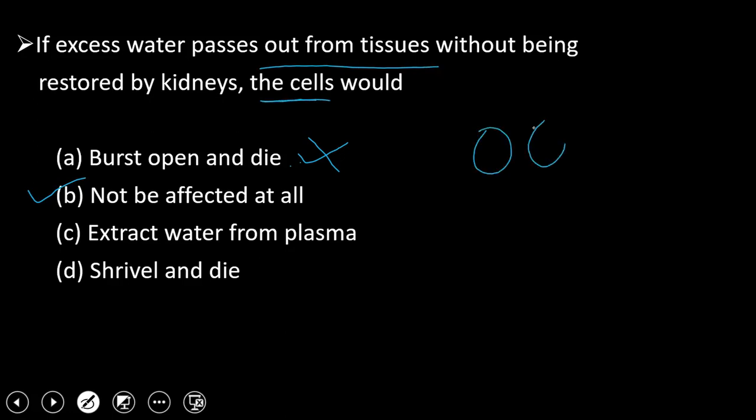Because this one is the cell, and here there is a water fluid that is called tissue fluid. So here there is again a presence of cytoplasm in the cells. So the question is, if water passes out from the tissue, not from the cells, then ultimately there is no effect on the cells if water is passed out, because individual cells don't have any role in this process.